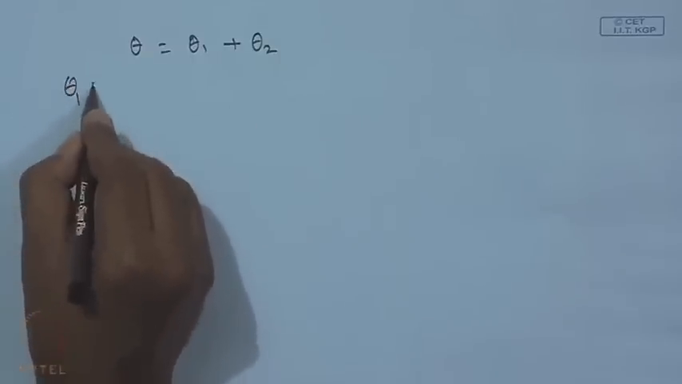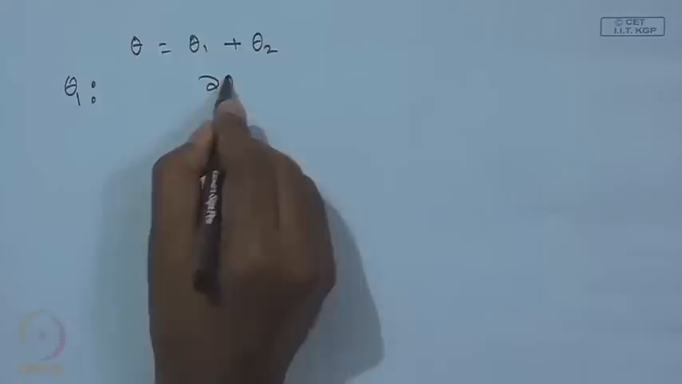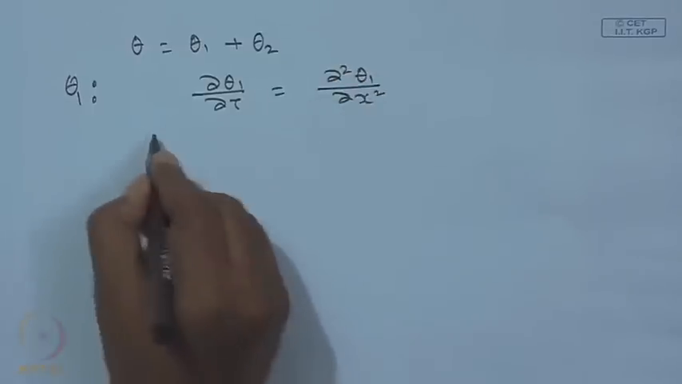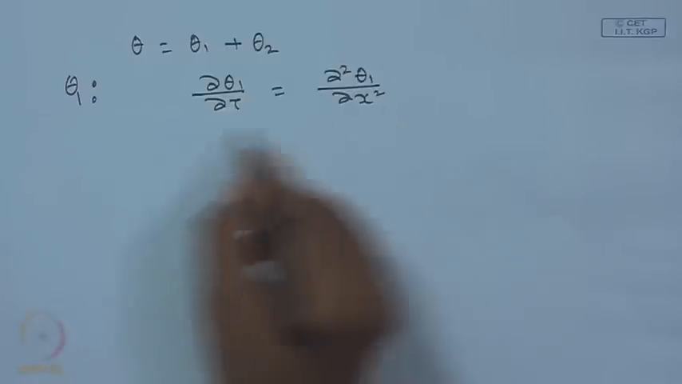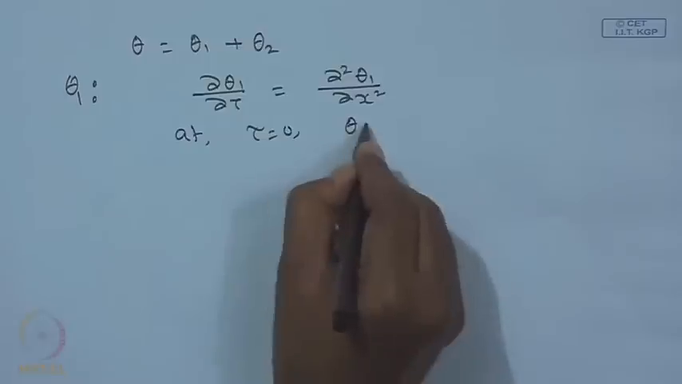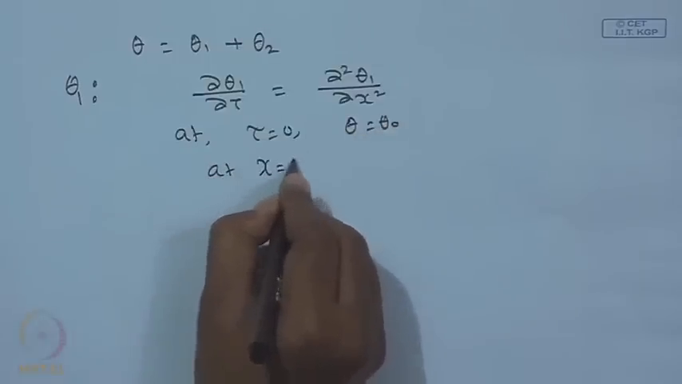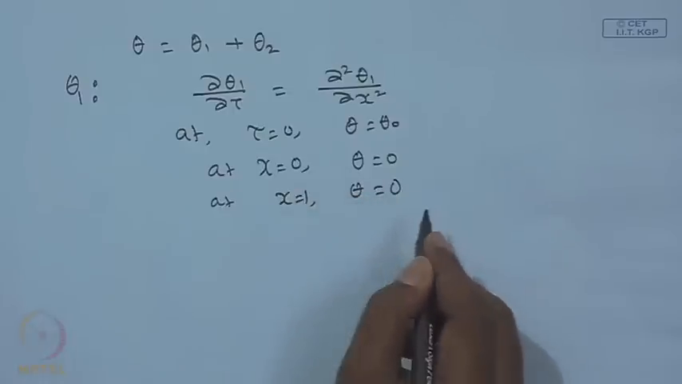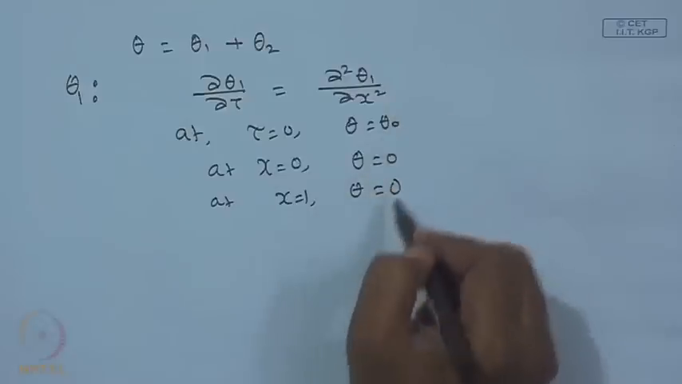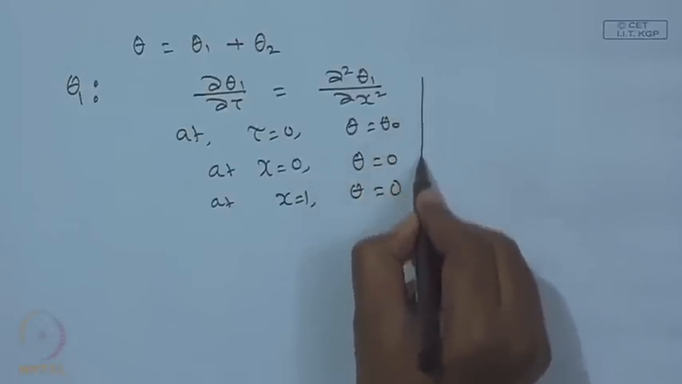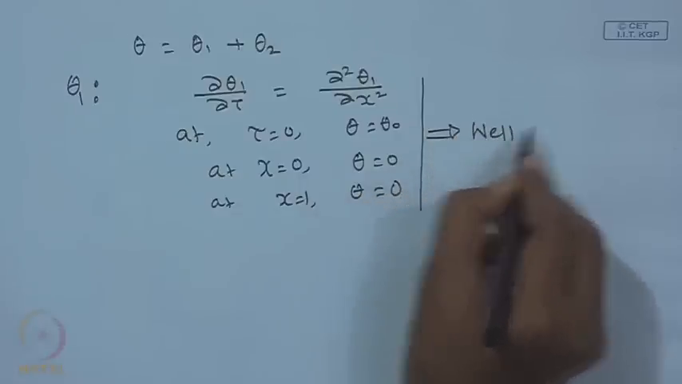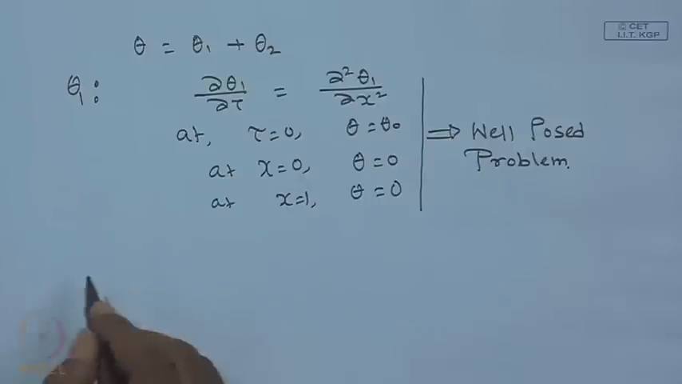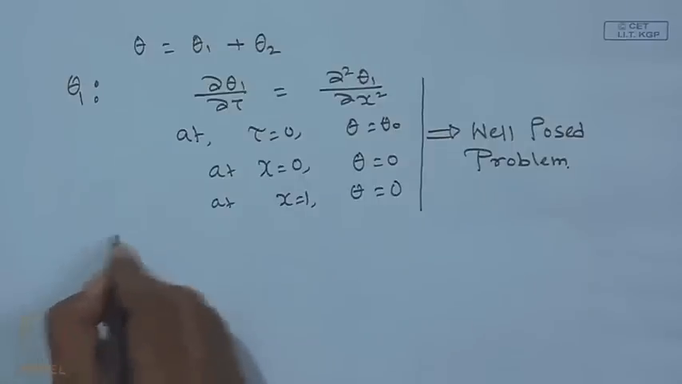So, we have the governing equation of theta 1 as del theta 1 del tau is equal to del square theta 1 del x square. At tau is equal to 0, theta is equal to theta naught. At x is equal to 0, we had theta is equal to 0. At x is equal to 1, we had theta equal to 0. So, we consider theta 1 as this, considering one non-homogeneity at a time. If you remember, this is a well posed problem, and the solution of this well posed problem will be theta 1.